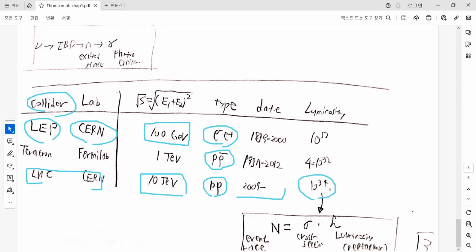The luminosity means the repetition of the experiment. The cross-section means the probability, as the square of the S matrix, and the luminosity means how many times the experiments are done in the collider experiments and detection. So the multiplication of the cross-section and the luminosity gives the event rate. So in the second part, we saw the experimental point of view of particle physics, how particles are produced and how particles are detected.